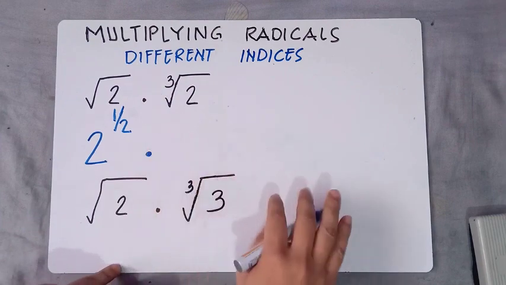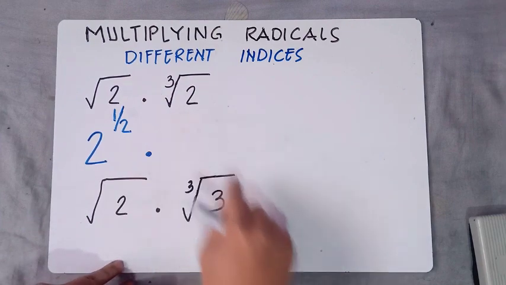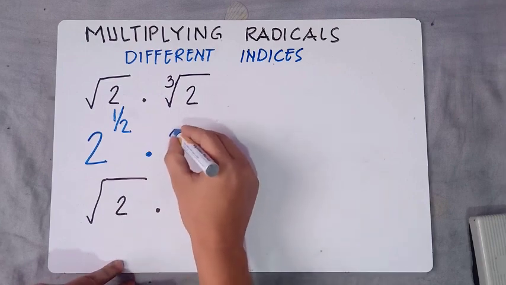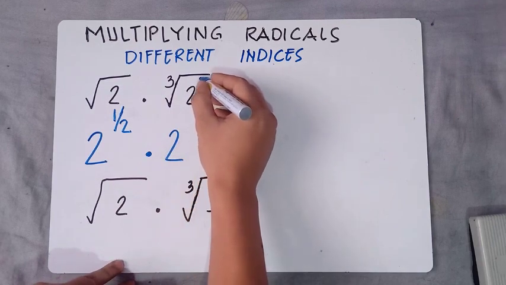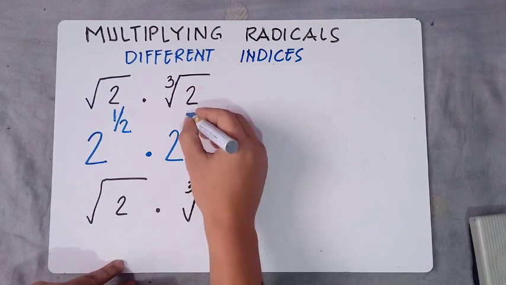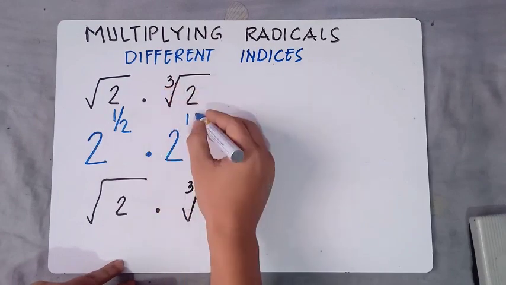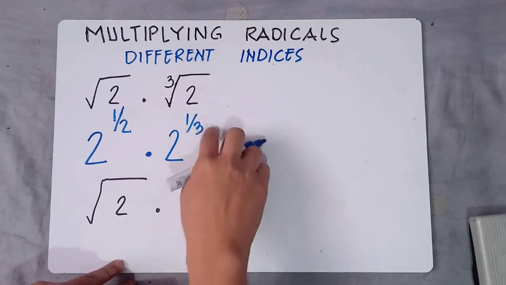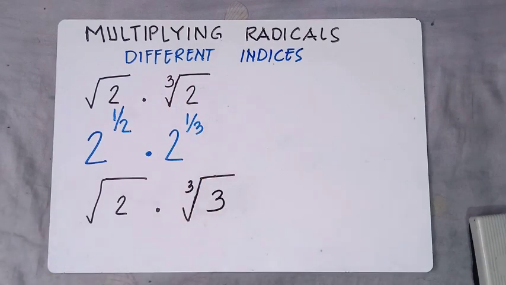Multiplied by this one, the cube root of 2. So copy 2. Understood that the numerator, the exponent here, is 1, so 1 will be the numerator. 3 here is the index, so it will be the denominator. So that is 2 raised to the power of 1/3, or read as the cube root of 2.